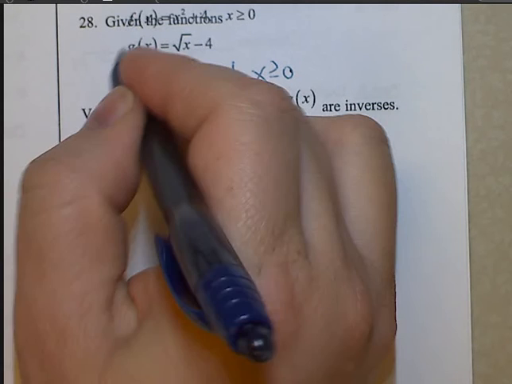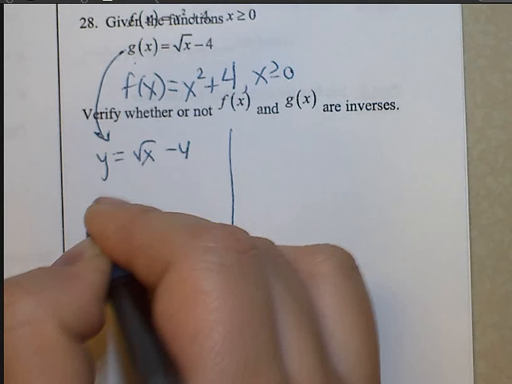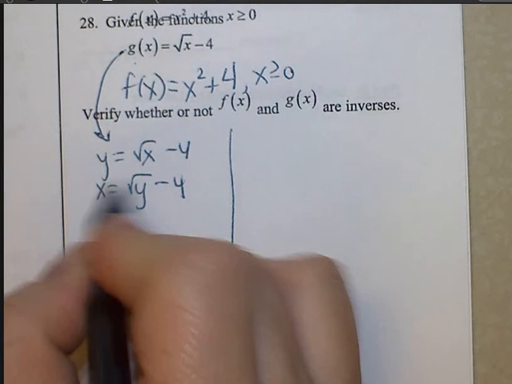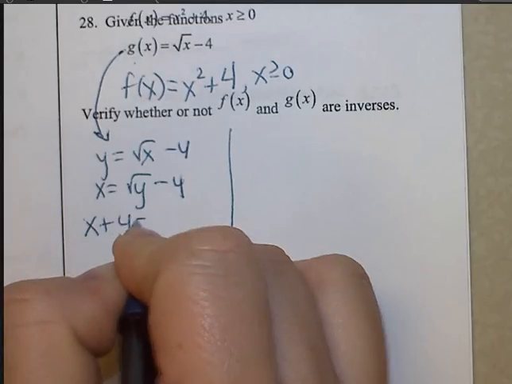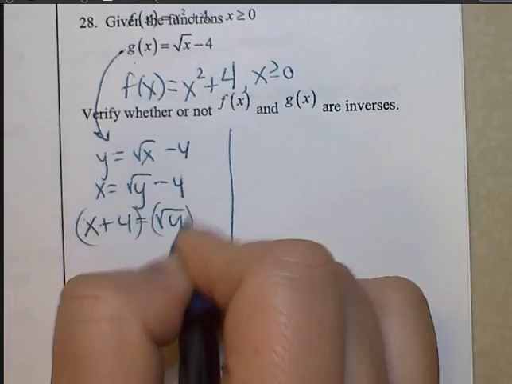Okay, so I'm going to replace g of x with a y. Now switch the x and y. Then add 4 to the opposite side. Remove the square root by squaring both sides.